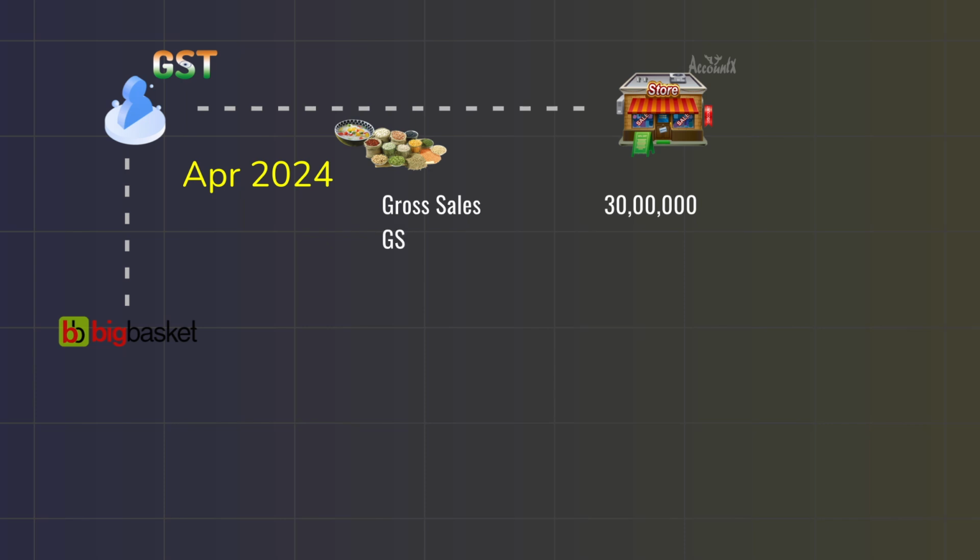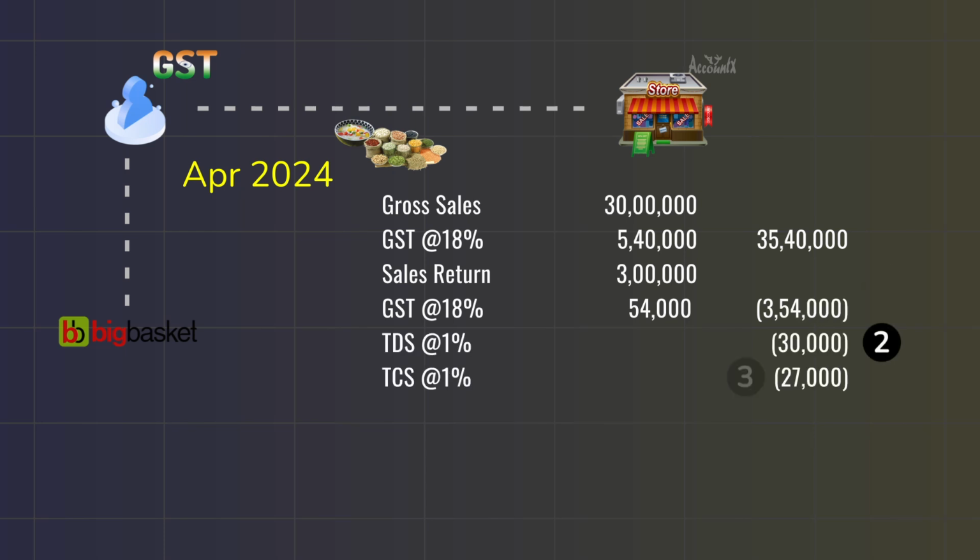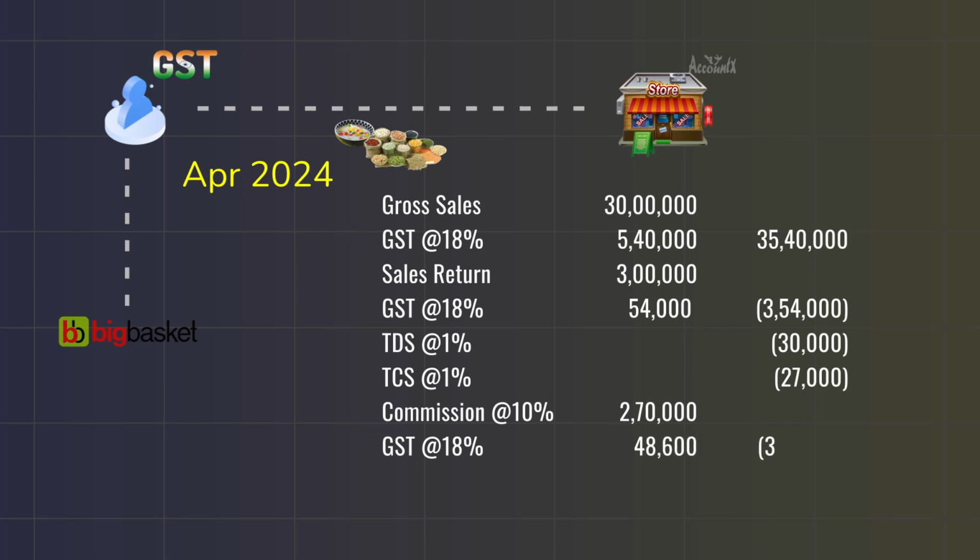Let's now see, after all the deductions, how much would you get from Big Basket. Gross sales 30 lakh. Let's add GST at 18%, 5.4 lakh, so total is 35.4 lakh. Sales return 3 lakh plus GST at 18%, 54K, so total is 3 lakh 54,000. That's your first deduction. Then TDS 30K and TCS 27K, these are your second and third deductions. Then commission at 10% would be 2.7 lakh. GST at 18%, 48,600. So total is 3,18,600. That is your fourth deduction. After all these deductions, the balance 28,10,400 would be credited to your account.